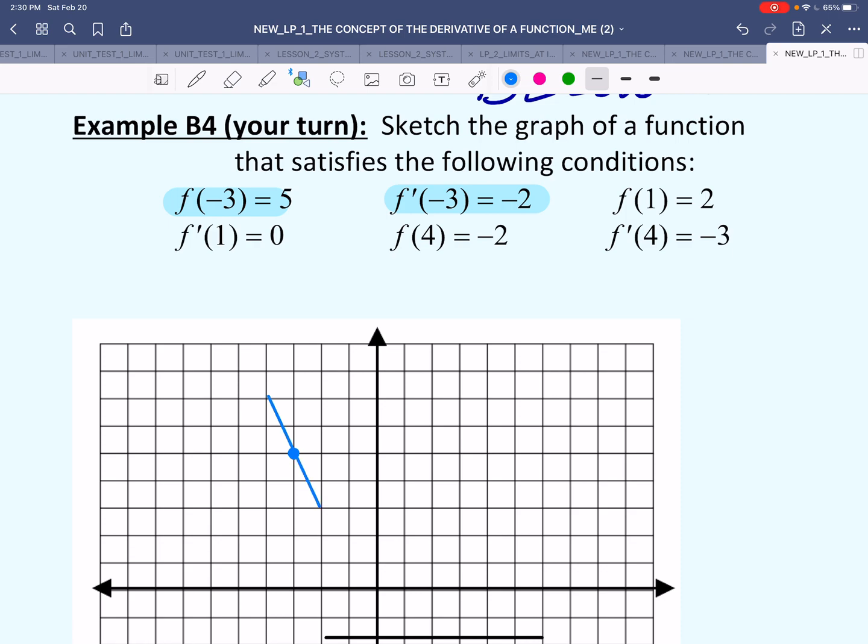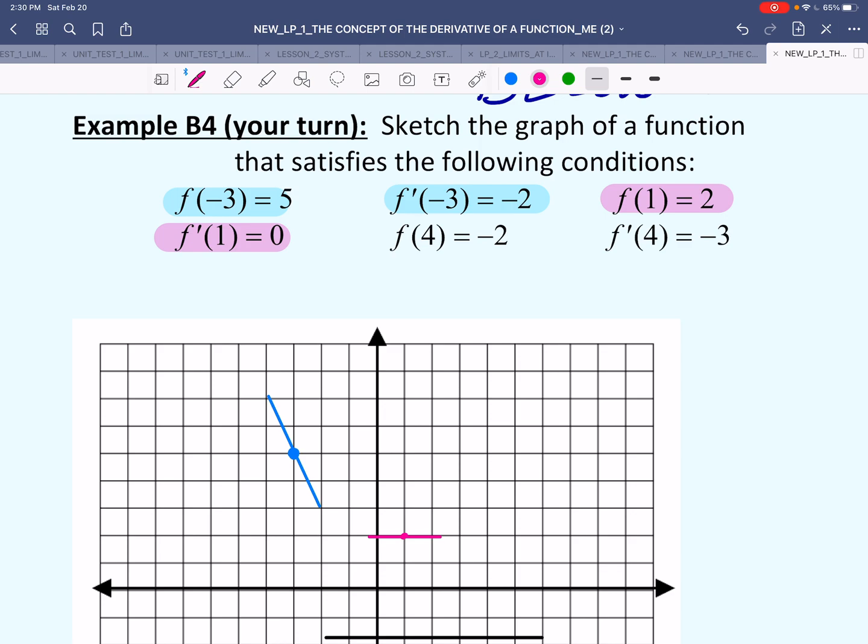Okay, now the next point given is f of 1, and at 1 the y value is 2, the derivative is 0. So at x equals 1, y is 2. The derivative is 0, which means that the tangent will be a horizontal line.